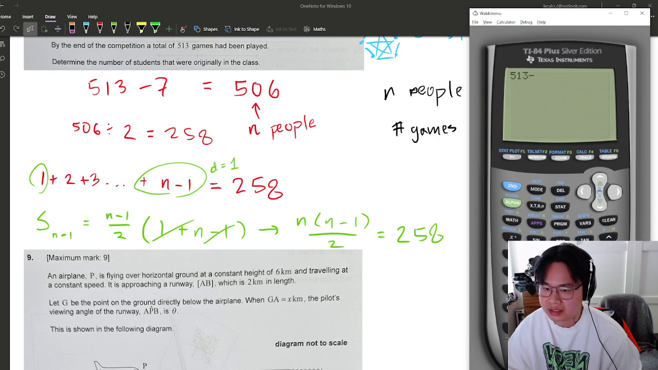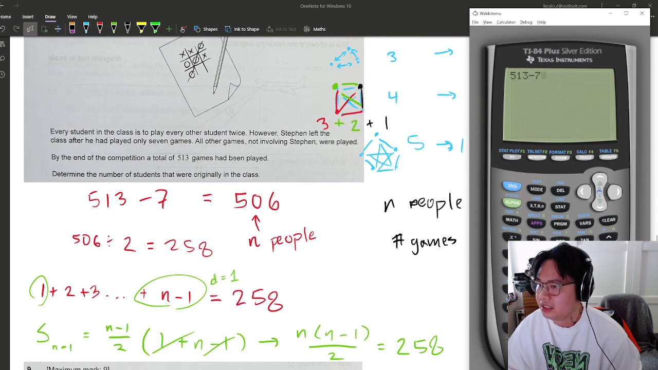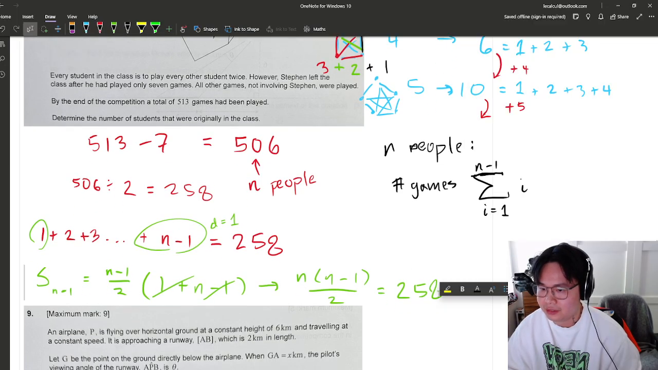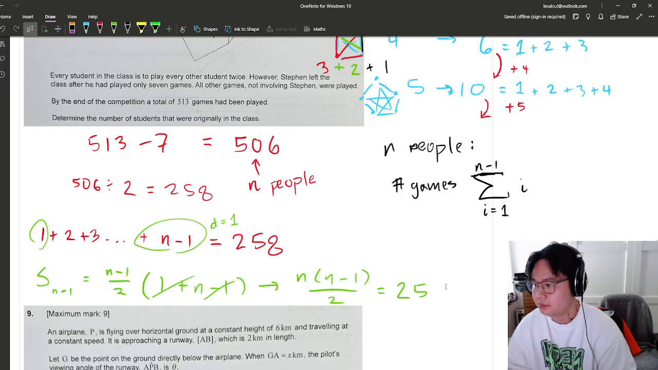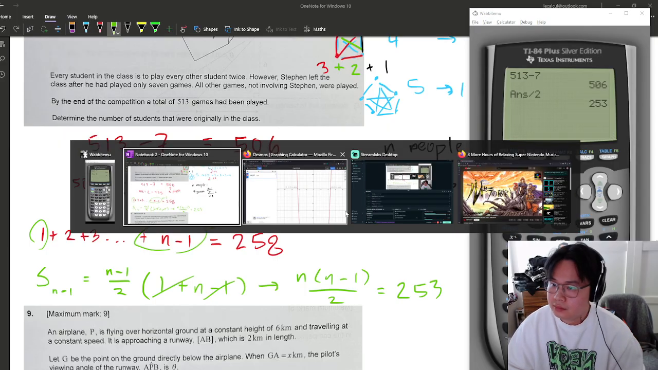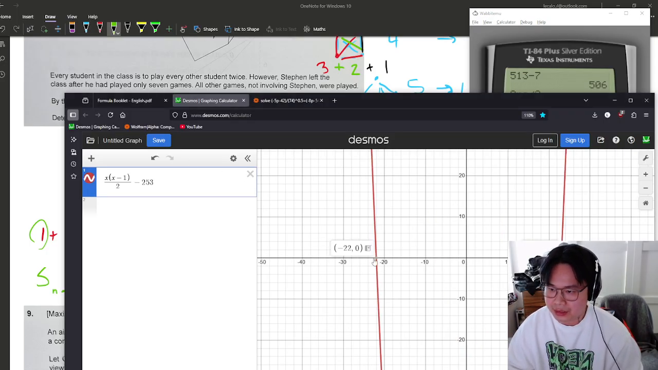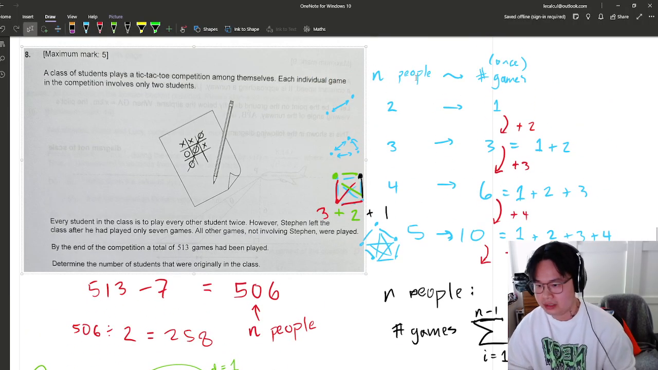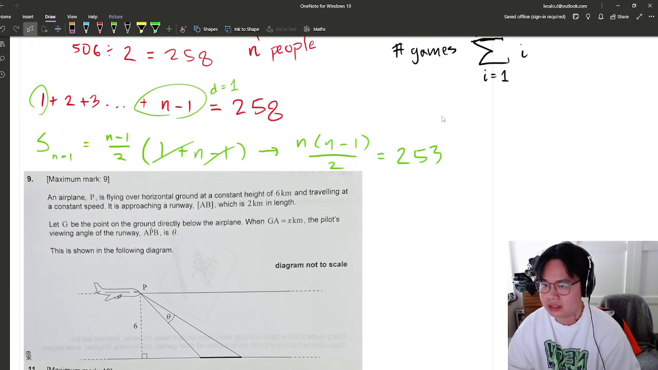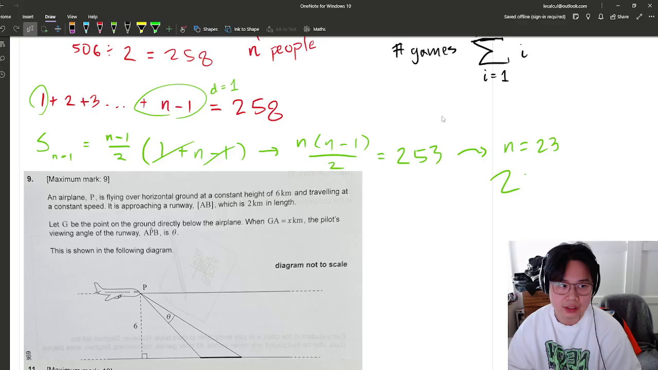$513 minus 7 games. It's 506 divided by 2. It's 253, not 258. Okay, 23 people, not including Stefan. So that means how many people are in the class? 24 with Stefan.